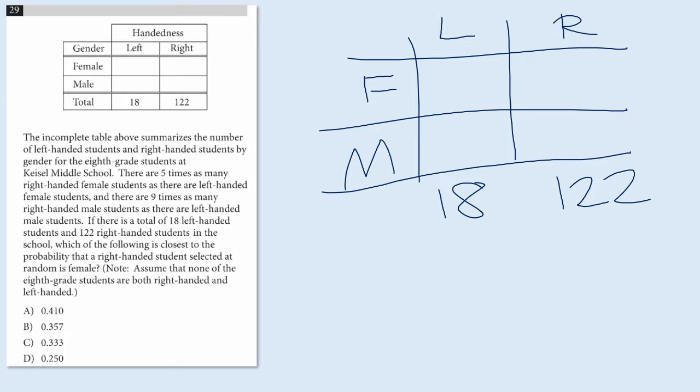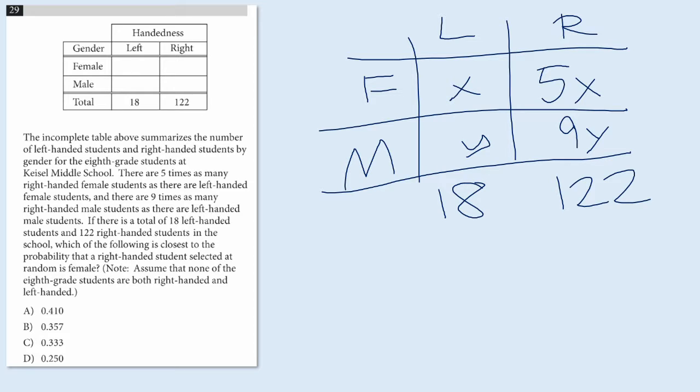So one thing I did was I started by inserting variables. So let's let x stand for the number of left-handed females. And then we know that there are 5 times as many right-handed females, so that's going to be 5x. All right, and let's use y for the number of left-handed males. And so 9y is going to be the number of right-handed males.